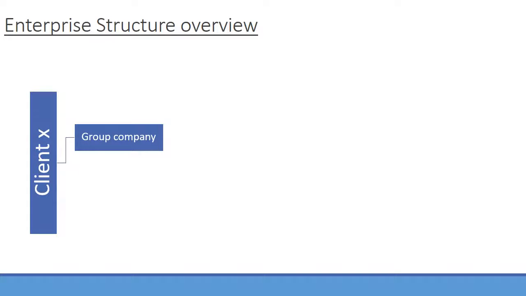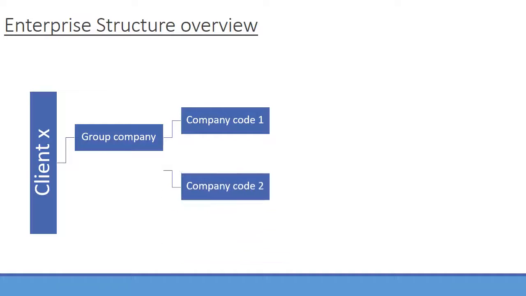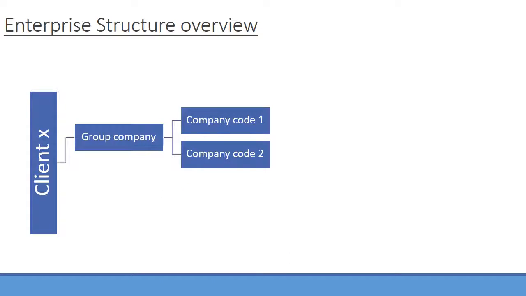Let us now see how to create these organizational objects. We start working in a client. The enterprise structure is created at the client level. Within the client, you will create a group company and company codes. We link the company codes to the group company by what is called assignment.